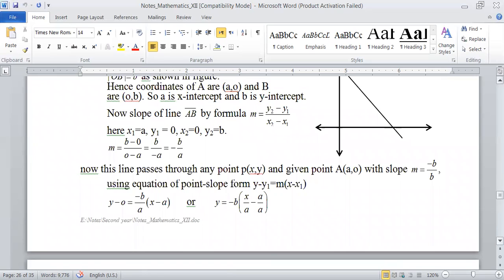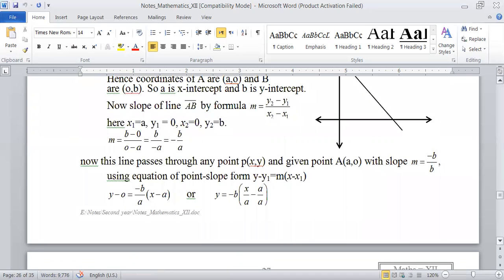तो आप सिर्फ फार्मूला यूज करें, m is equal to y2 minus y1 upon x2 minus x1. Here x1 आपके पास a है, y1 आपके पास 0 है, x2 0 है, y2 b है. इस फार्मूले में पुट करेंगे तो m is equal to minus b upon a. Now this line passes through the point, जिसका given point है A(a, 0) with slope m is equal to minus b upon a.